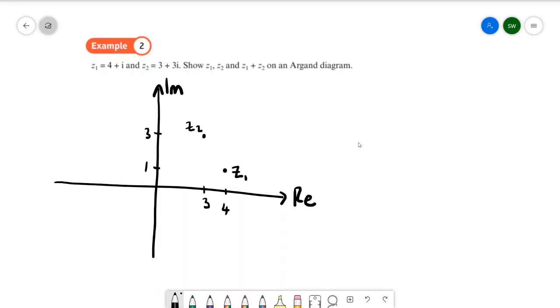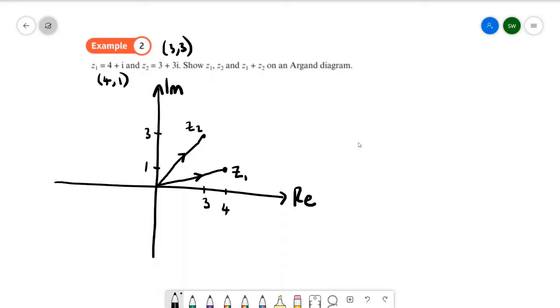The way that we're going to think about these complex numbers is as vectors. So we can represent Z1 as the vector from the origin to the point Z1, because we can think about Z1 as having the coordinate (4, 1). And Z1 is really the position vector of that coordinate. Similarly, Z2 is the vector that starts at the origin and goes to the coordinate (3, 3). So we're going to think about this using the position vector.